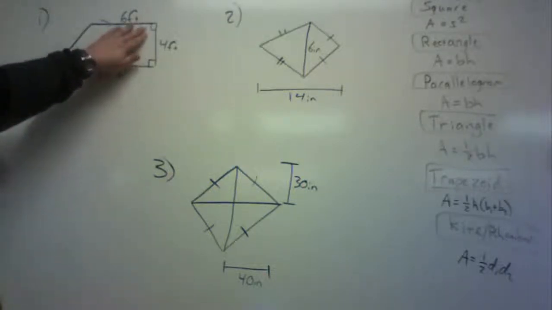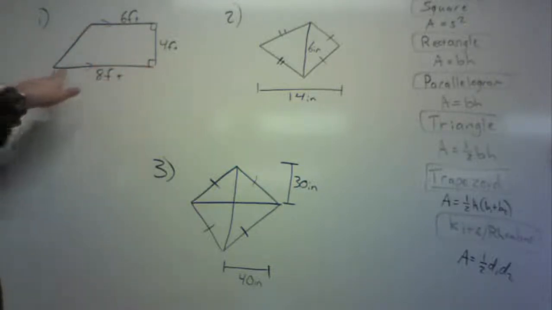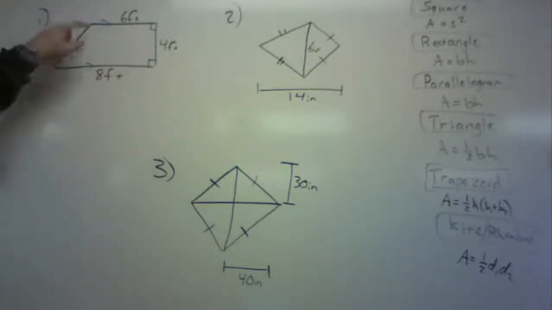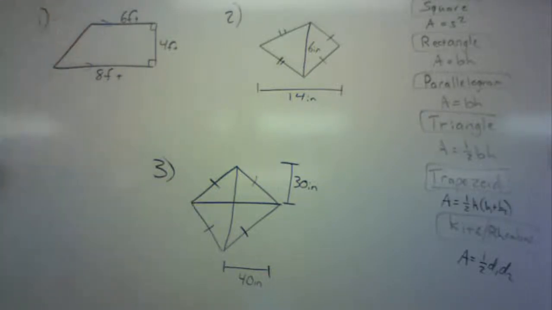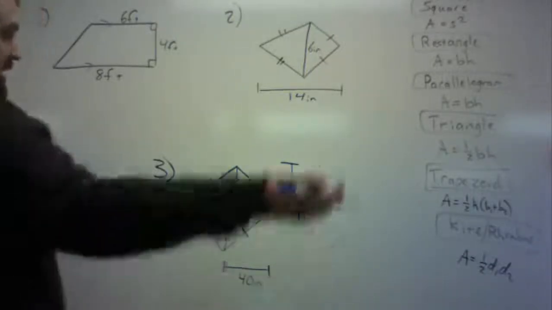Now, honestly, I don't know if these are perpendicular. Actually, I probably could tell. If this is 8 feet long and this is 6 feet long, there's no way this is a right angle here. No way at all. So I know with 100% certainty it's a trapezoid.